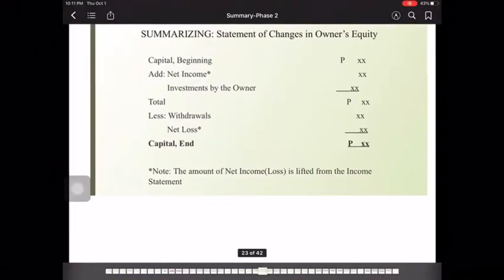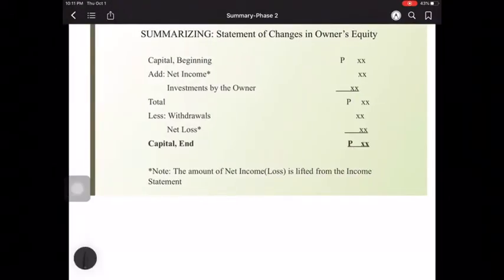All right. Here is the pro forma report for the statement of changes in owner's equity. There would be two additional components that we have to reflect in our statement of changes in owner's equity. So aside from the four that we have mentioned a while back, those are your net income, investments, withdrawals, and net loss, two more important components shall be reflected here. You have your capital beginning and your capital end.